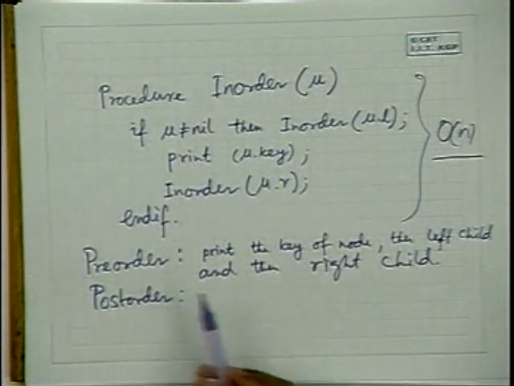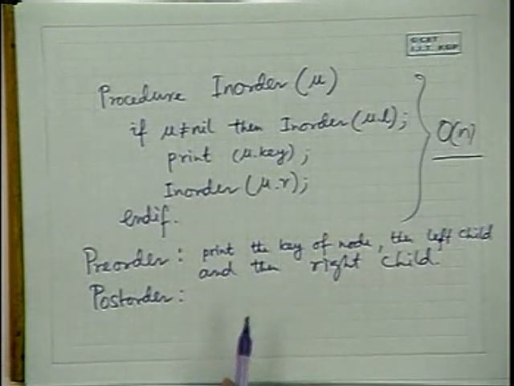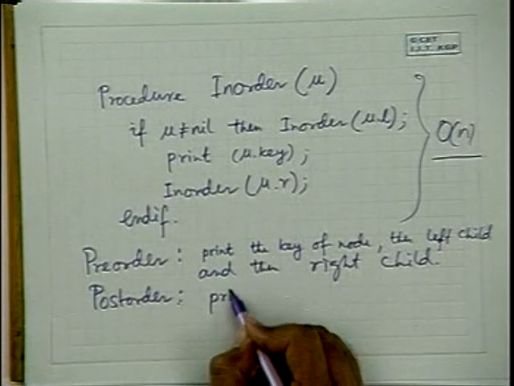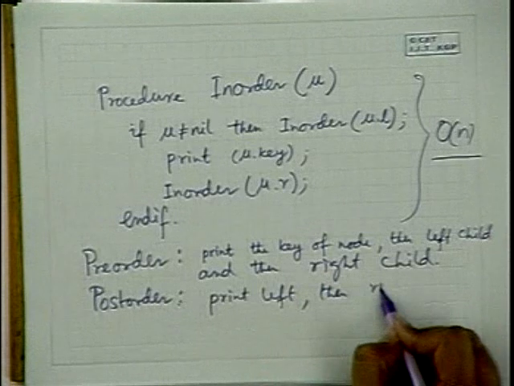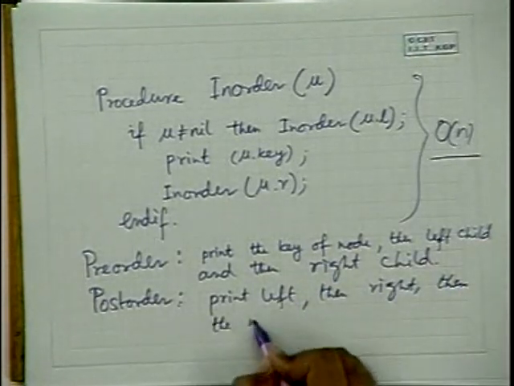So that is pre-order. Why is it called pre-order? Because before you are visiting the left and right child you are printing its own value. That's why it is pre. So similarly, what should be the post? Just the opposite. So print left, then right, then the node.